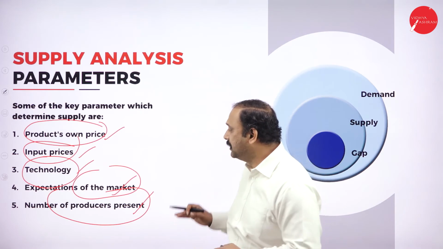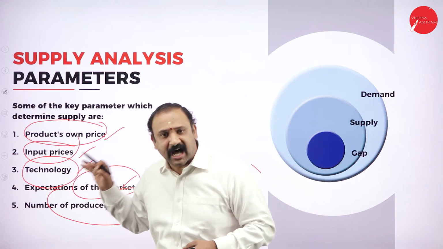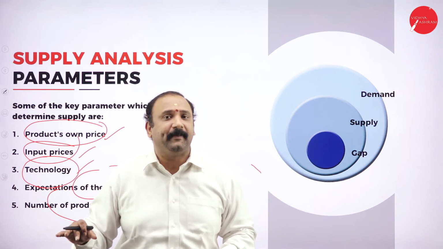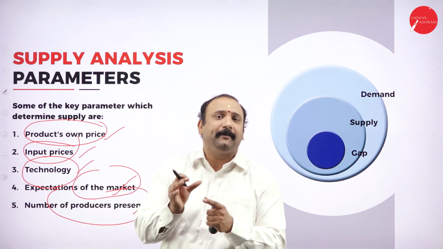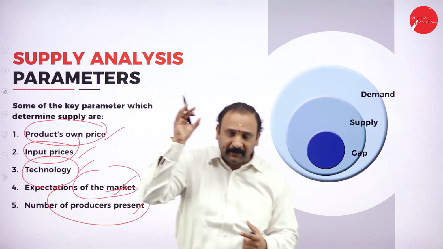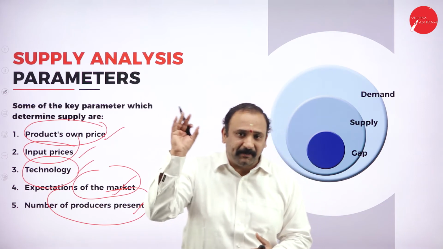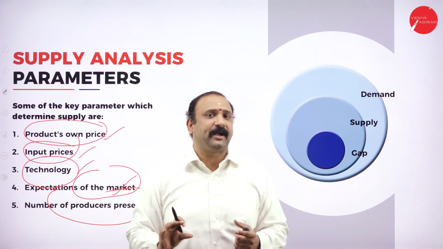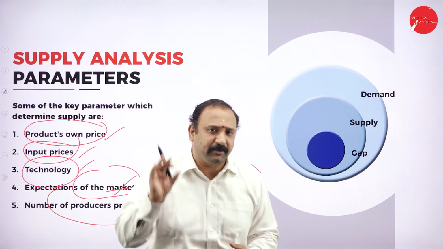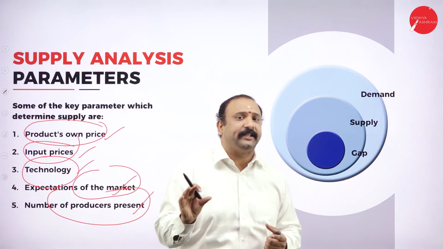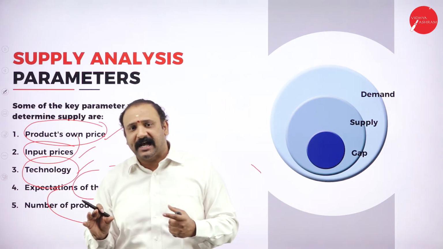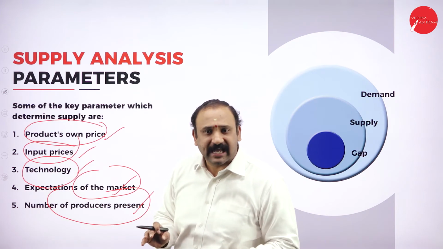No, that's not possible. So when the number of producers are already present in the market, the supply will automatically get varied, because everybody will try to produce, everybody will try to formulate the same kind of formula, and everybody will try to give the same kind of quality. But what will differ is how much each one of us can produce.